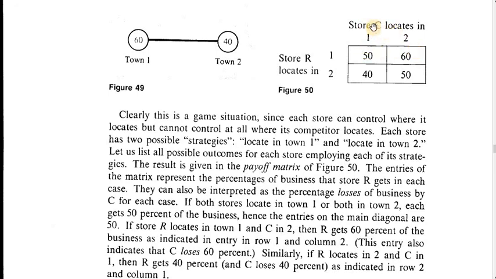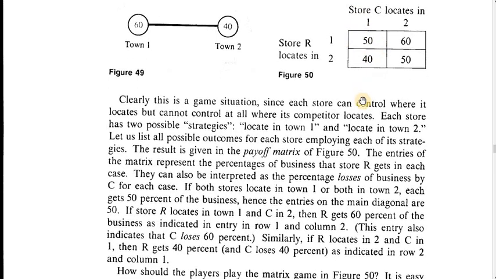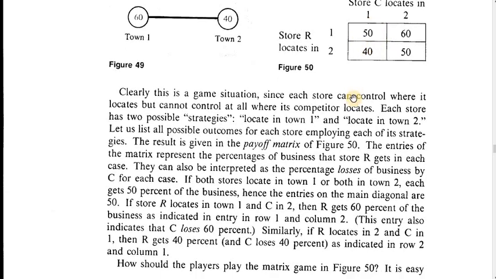And in fact, the same thing is true for store C. Store C is better off choosing town 1 no matter what store R chooses. So they're both going to end up choosing town 1, and they're both going to end up getting 50%. All right, so here's a case where there's no controversy. Although the interests are opposite each other, they're both going to agree to choose town 1. They're both going to get 50% of the business.